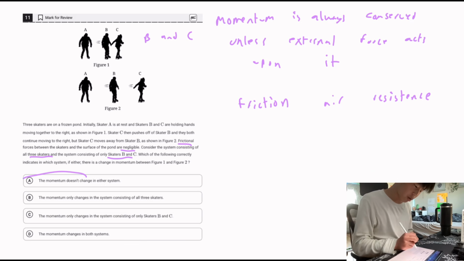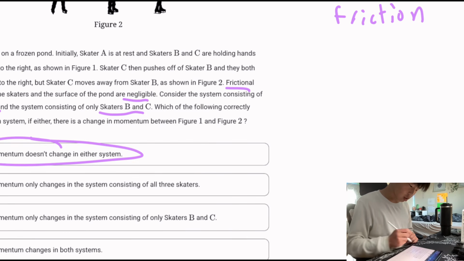All right, are you good? So it's going to be A. Momentum doesn't change in any other system.